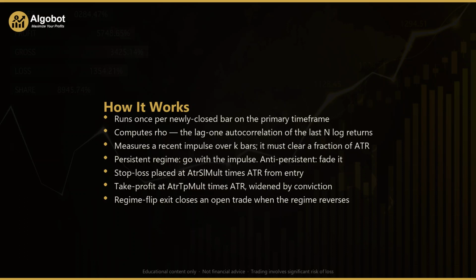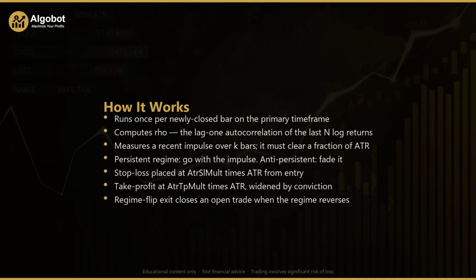Next comes the core measurement, the lag-1 autocorrelation of the last 30 log returns, our coefficient rho. Alongside that, the strategy measures a recent directional impulse, defined as the change in closing price over the last 3 bars by default. That impulse is expressed in price units, so it can be compared directly against ATR. For the impulse to count as a genuine move rather than microstructure noise, its size must exceed a set fraction of ATR, 1/4 by default. This is a volatility adaptive gate.